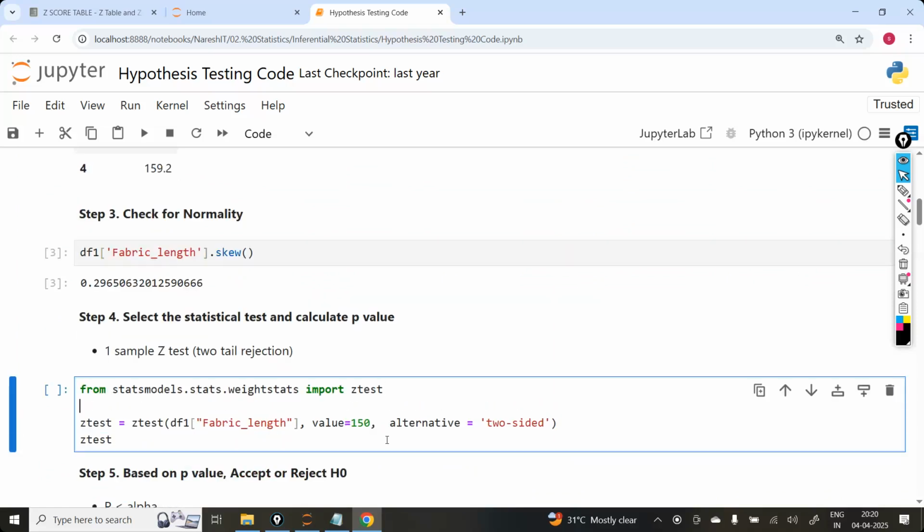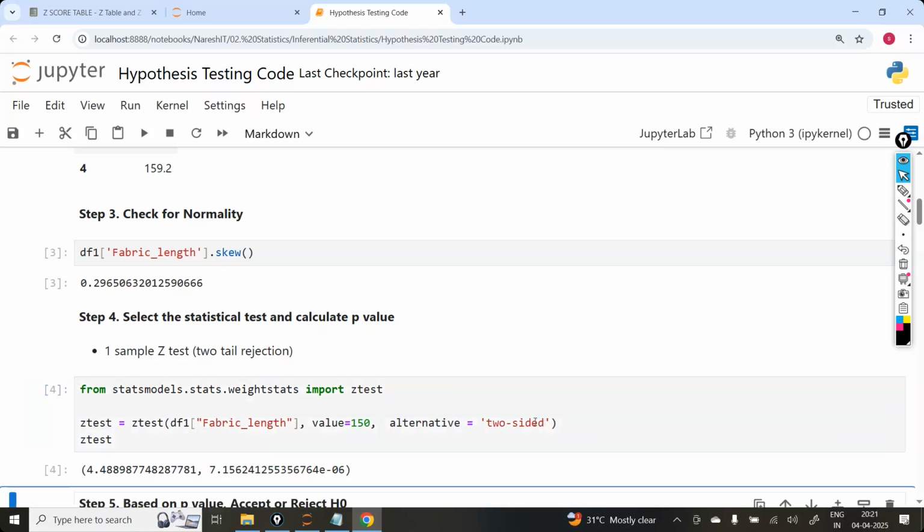Now in the Z test function, you are going to give the data and you are going to give the value. What is this value? It means the hypothesis testing value. And alternate is equal to two-sided. What is meant by alternate equal to two-sided? It means two-tail rejection. Sir, if it is a left tail, then you should not write two-sided here. In that case, what do you have to write? Instead of two-sided, you have to go with this one.